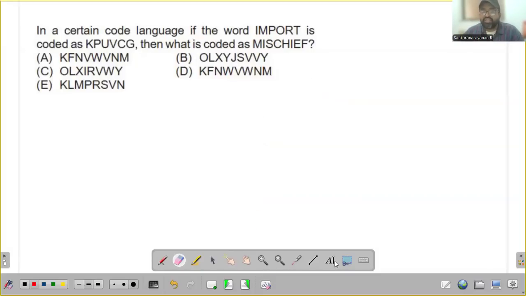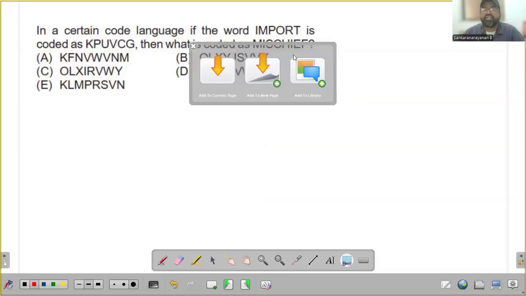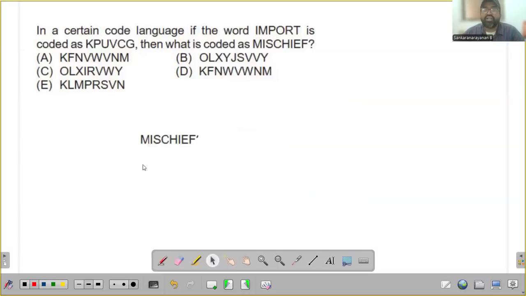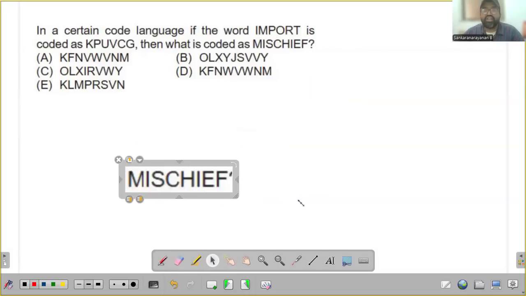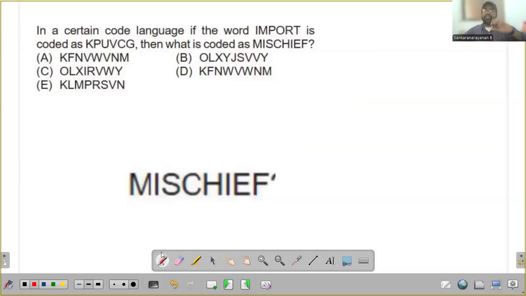Okay, now let us consider what is given here. Then what is coded as mischief? They are not asking you how mischief is coded. No, they are asking you not in that way. They are asking you what is getting coded as mischief. So here you have to go -2, -3, -5, -7. In that logic you have to do.